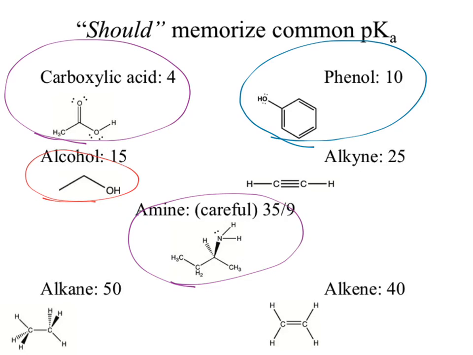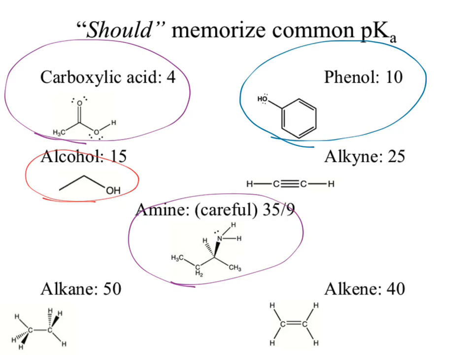Why 35 over 9? I can't even do, what is that? 4 point something? 9? 3.9? There you go. Why did I write 35 over 9? It's not 35 over 9, it's 35 and 9. Right? Because unfortunately, amines have kind of bizarre chemistry.